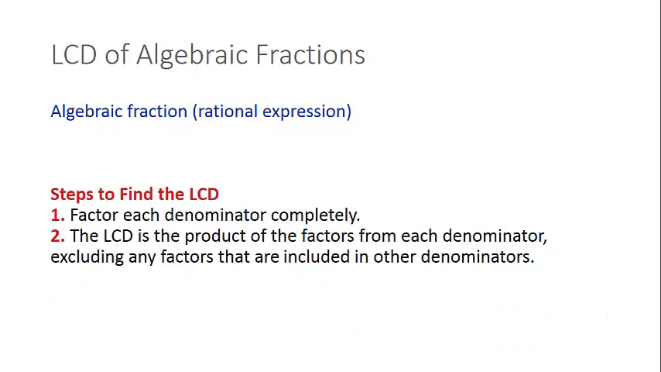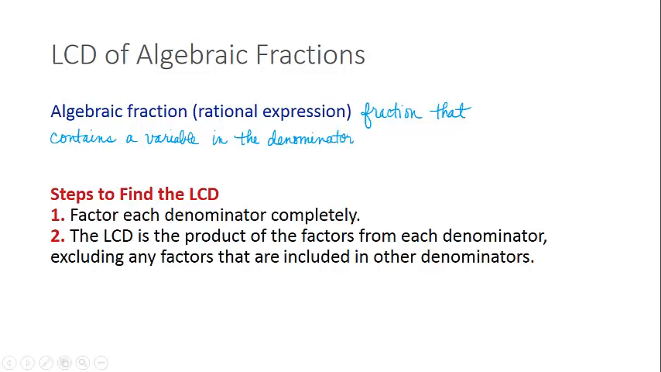Now we will extend this concept to the LCD of algebraic fractions. An algebraic fraction, also called a rational expression, is a fraction that contains a variable in the denominator. This is where the factoring that we were doing in the last section, and as a review of this section, will help prepare you to do these types of problems. So the steps to find the LCD: we have to factor each denominator completely if needed. And the least common denominator is a product of the factors from each denominator, excluding any factors that are already included from the other denominators. So let's look at some examples of this.